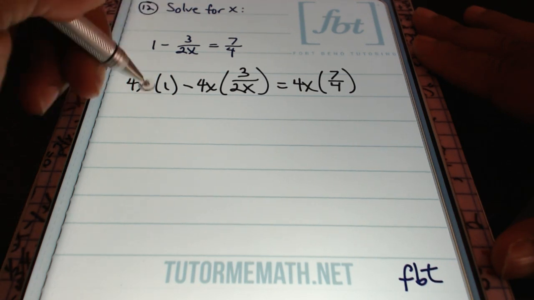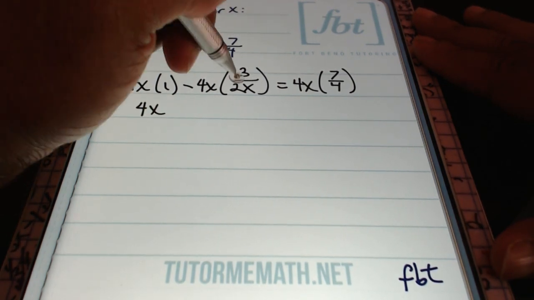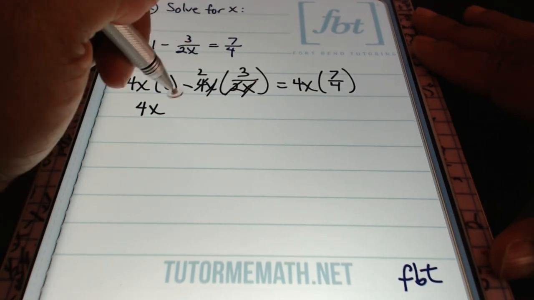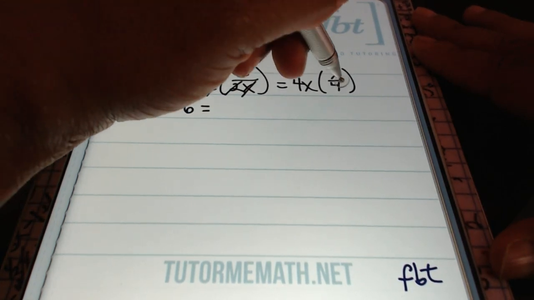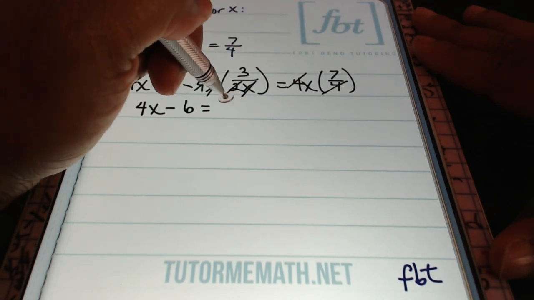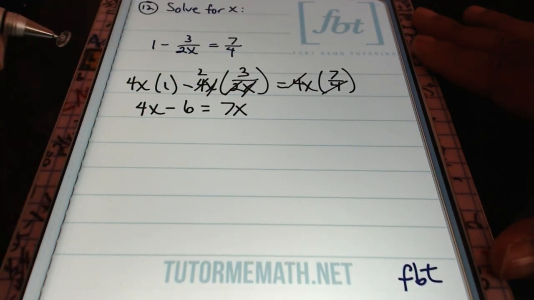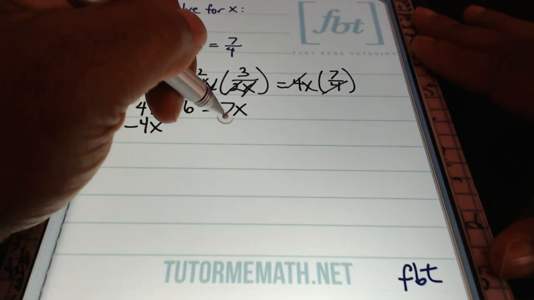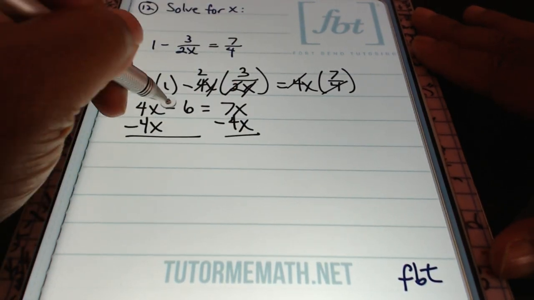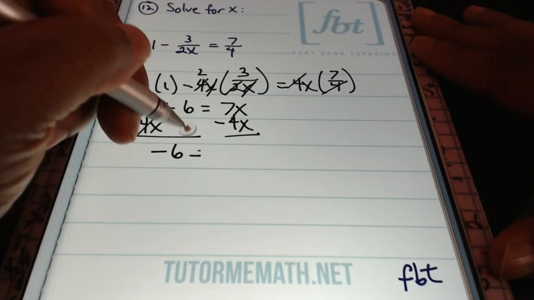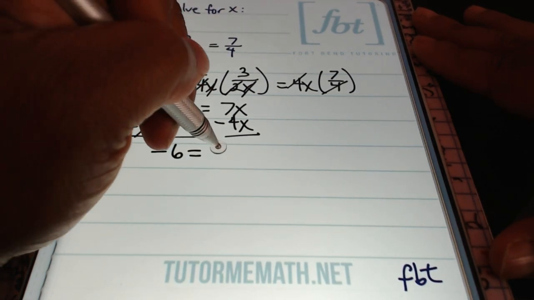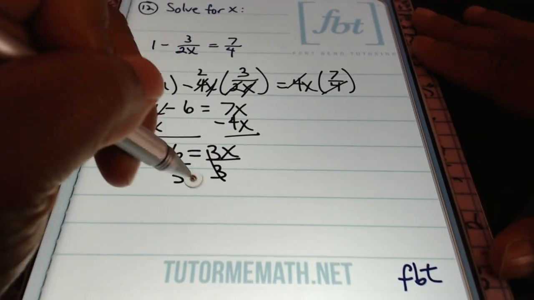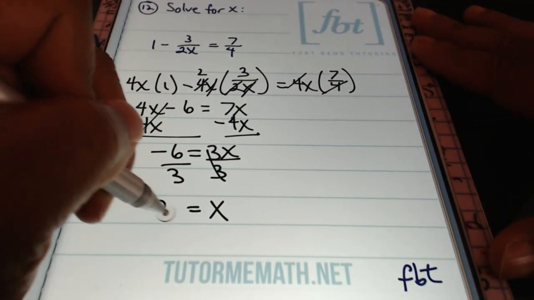So here we have 4x times 1, which is 4x. Here the x's will cancel out, and 2 goes into 4 twice, so negative 2 times 3 is negative 6. And our 4's cancel out here. x times 7 is 7x. At this point, I'm going to be subtracting 4x from both sides, all in an effort to solve for the variable. 7x minus 4x is 3x. Then we'll be dividing both sides by 3, and x equals negative 2, guys.